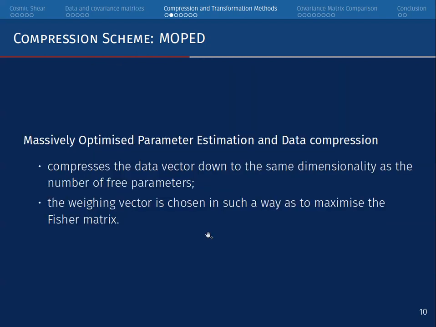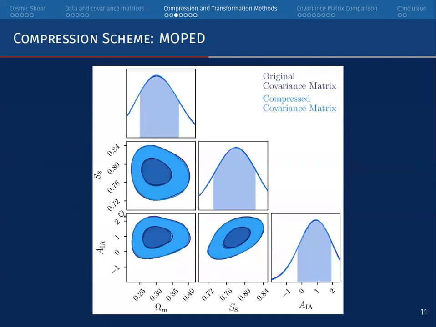Right, so the weighting vector is chosen in such a way as to maximize the Fisher information matrix. The scheme is able to provide us with a lossless compression in the sense that no information is lost. The results here speak for themselves with these two superimposed curves. This plot is comparing constraints with the original 227 by 227 DES covariance matrix and those obtained for the 16 by 16 one. They're basically indistinguishable.